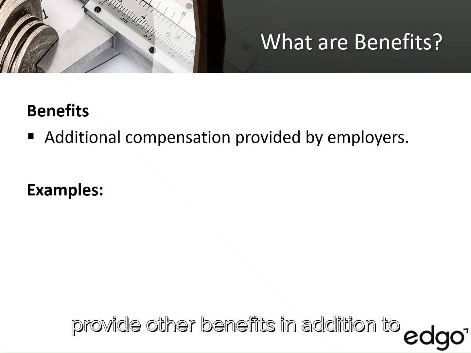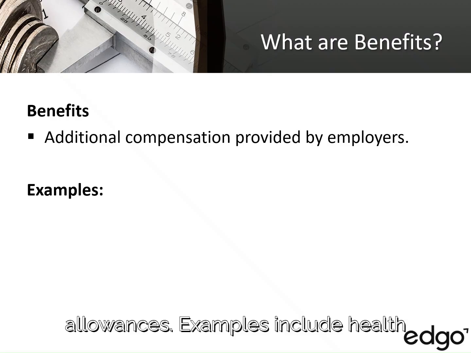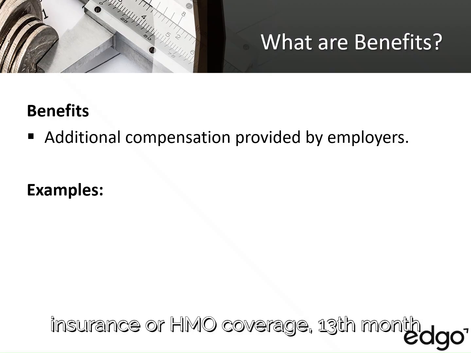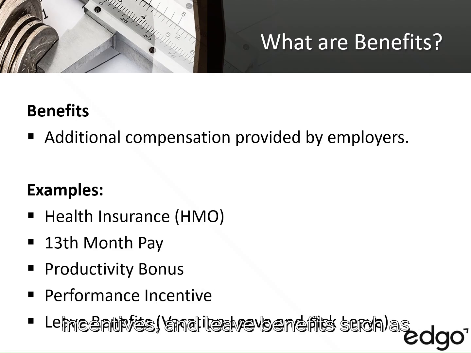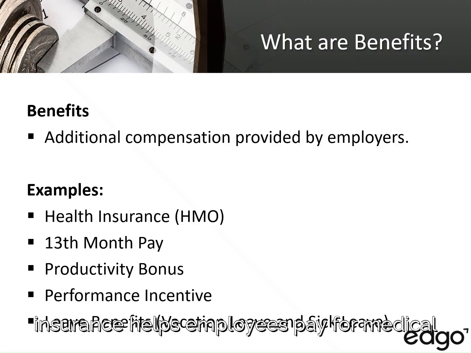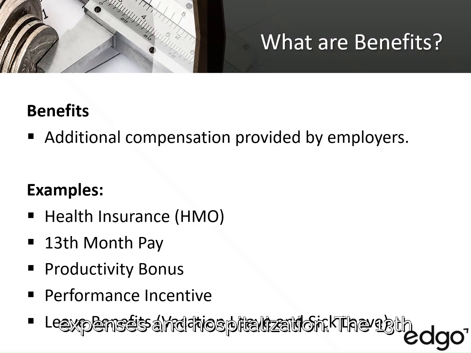Employers may provide other benefits in addition to allowances. Examples include health insurance or HMO coverage, 13th month pay, productivity bonuses, performance incentives, and leave benefits such as vacation leave and sick leave. Health insurance helps employees pay for medical expenses and hospitalization.